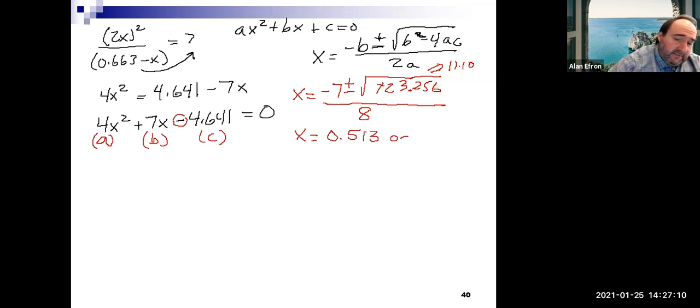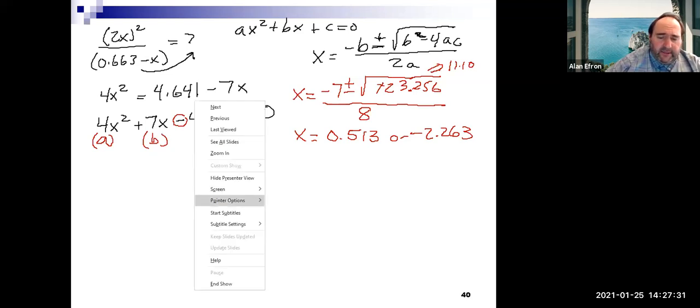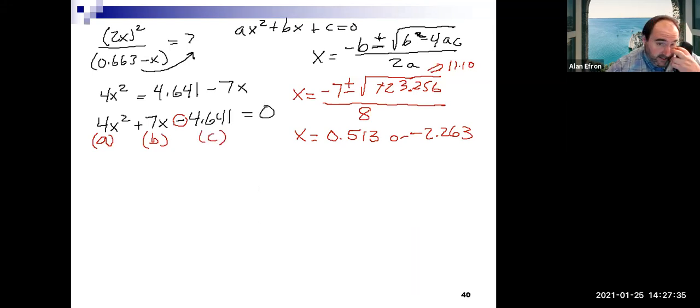I'm going to do the subtraction part now. So -7 minus 11.1 divided by 8 gives us something like minus 2.263. So these are our 2 X values, and that does happen. When you use the quadratic formula, you should always get 2 values. Any questions on that so far?